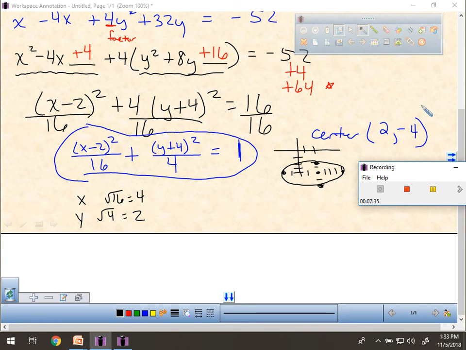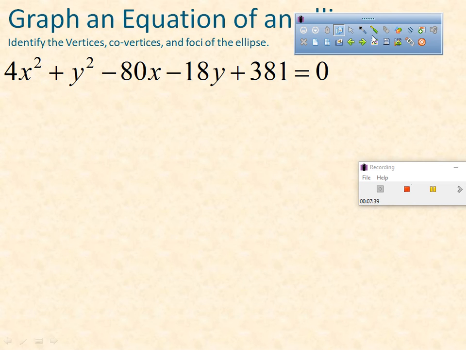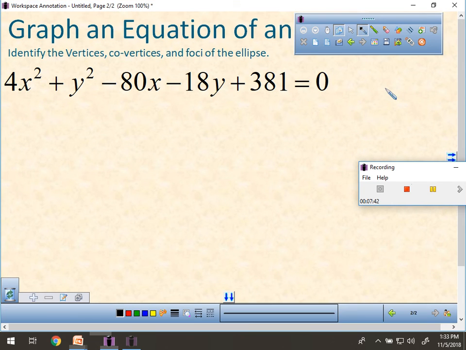All right, let's take a look at a second example. So for this one, it's the same process over and over again. So for this one, I've got 4x squared plus y squared minus 80x minus 18y plus 381 is equal to 0. I know that this is an ellipse because it's x squared and y squared, but the coefficients are different. This is a 4 and this is a 1.